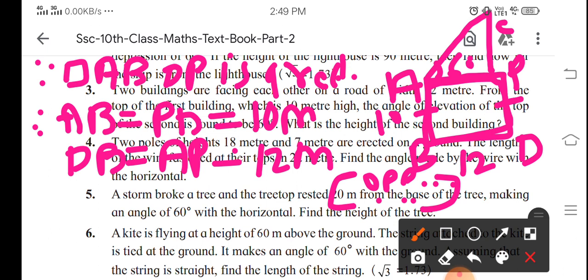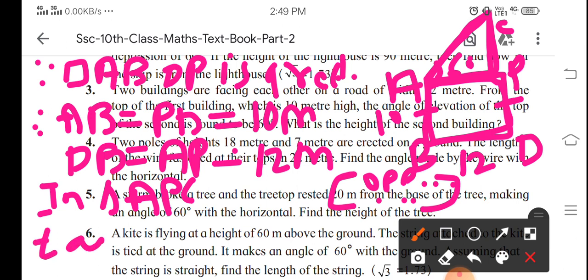Now see this triangle. In triangle APC, this is a right angle triangle, and theta is 60 here. So tan theta is equal to opposite side over adjacent side. The opposite side is CP and the adjacent side is AP. So tan theta is equal to CP upon AP. Now substitute the value of theta, which is 60.